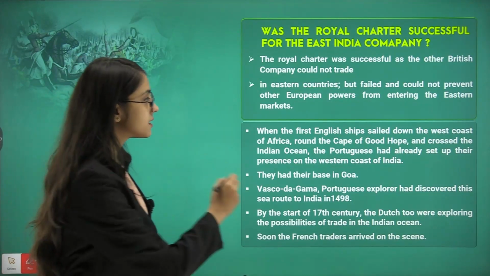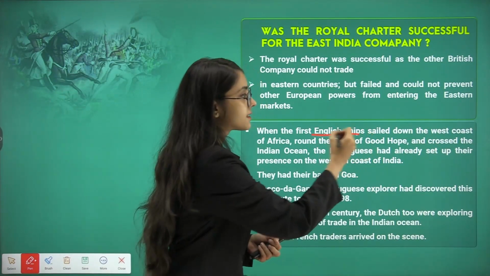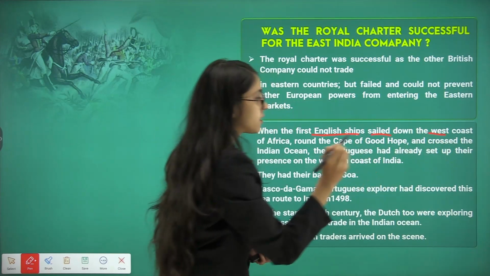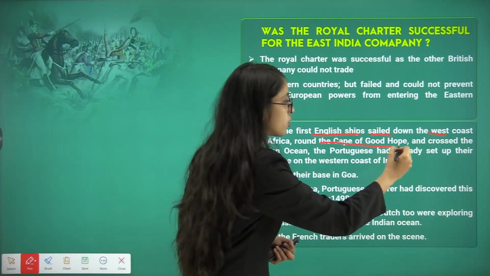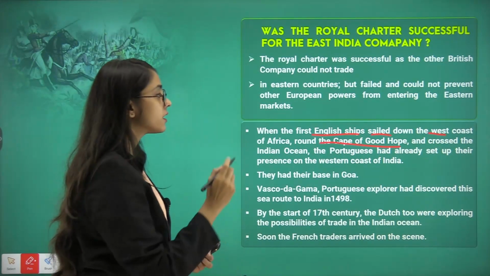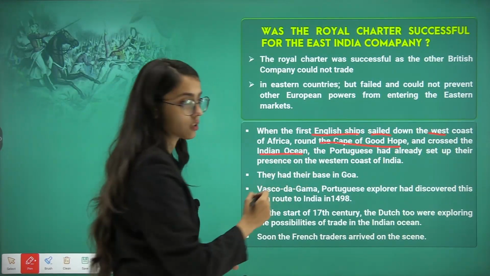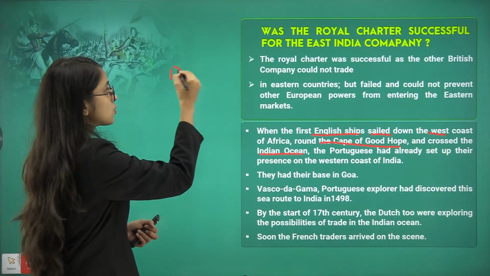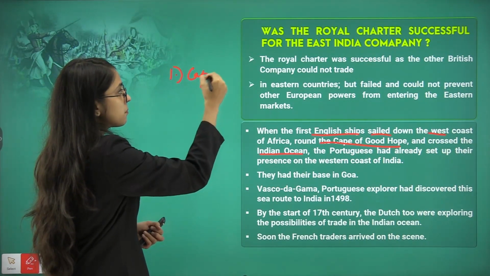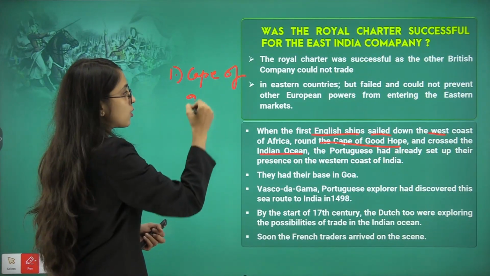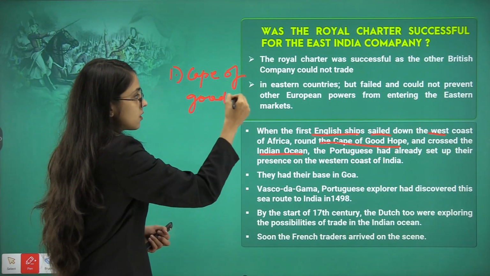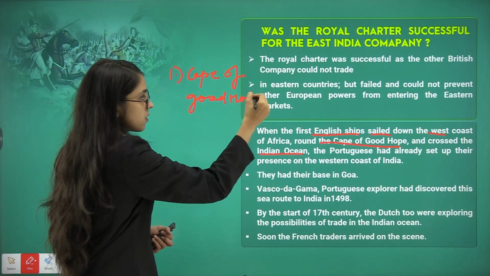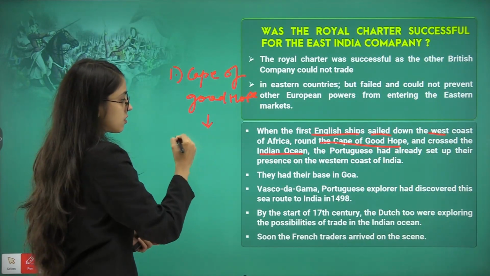Since the first ships sailed down towards the west, they reached the Cape of Good Hope. Then they crossed the Indian Ocean. So, the first stop was the Cape of Good Hope, and then they reached the Indian Ocean.